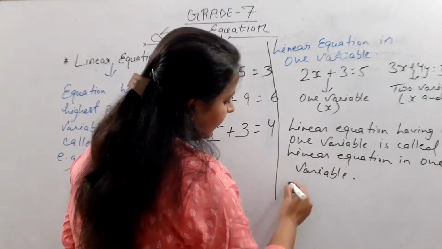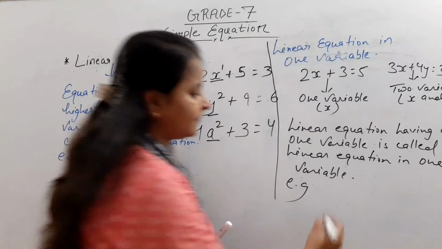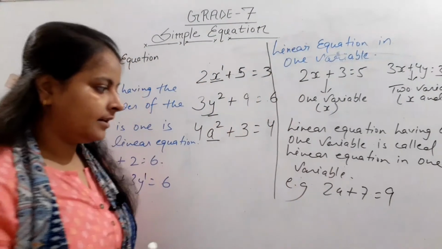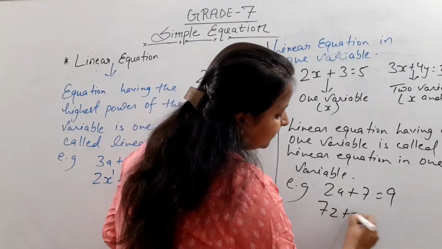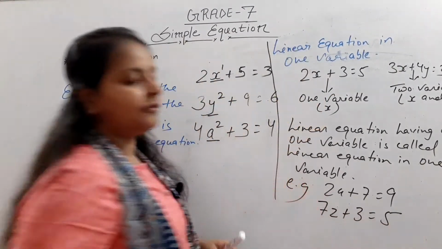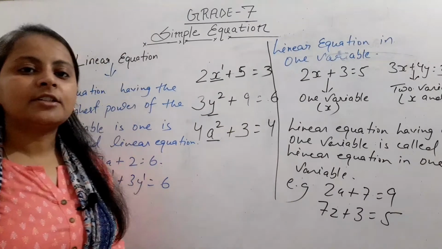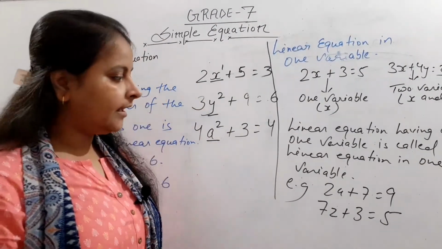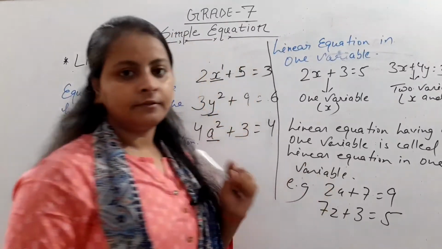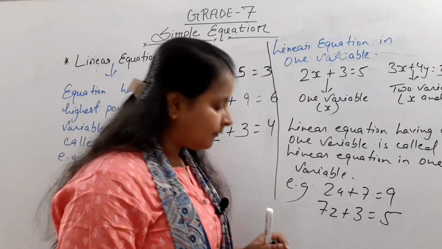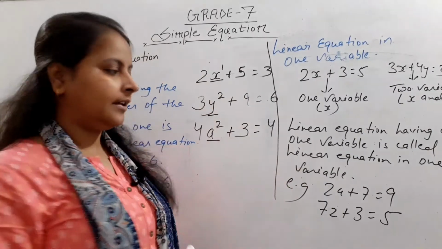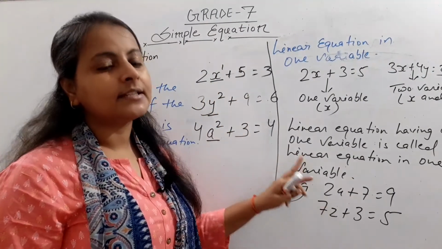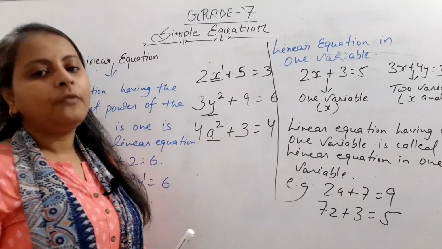Okay? For example, 2a + 7 = 9 and 7z + 3 = 5. These are examples of linear equations in one variable. How is it linear? The power of the variable is 1. And why is it a linear equation in one variable? The equation has only one variable, that's why this is a linear equation in one variable.